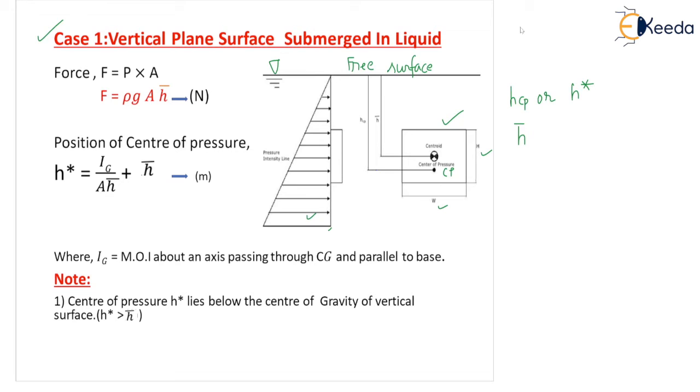Two important points always you have to remember in this particular chapter. Number 1, you have to find the magnitude of force in Newton, and number 2, we have to find h star distance from the free surface in meter. H star is nothing but the Cp distance in meter. These are the only two questions from chapter 3, vertical plane surfaces, this topic. So we have to always find mostly force F and center of pressure h star distance from the free surface.